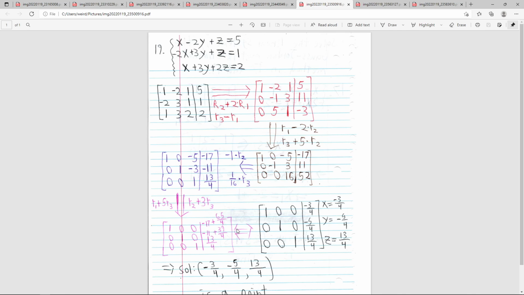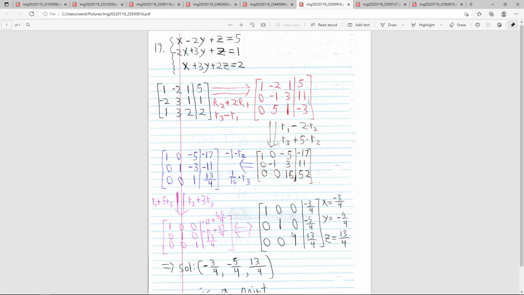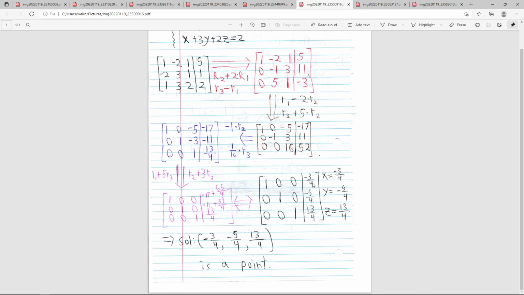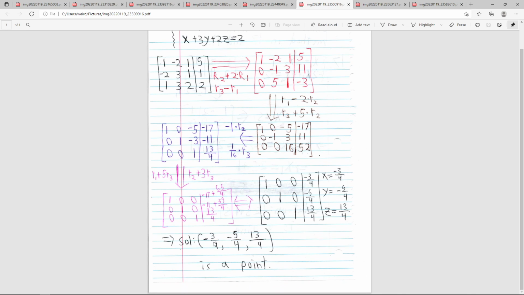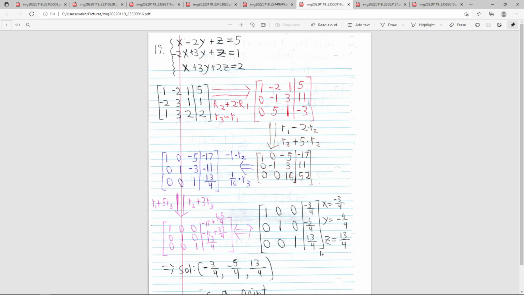I'd say keep them in fraction form. So just quickly, you think negative 17 times 4 divided by 4, basically, so it becomes that over 4, and you add the fractions and leave it as that. So you get negative 3 fourths, negative 5 fourths, and 13 fourths as your solutions. So x equals negative 3 fourths, y equals negative 5 fourths, and z equals 13 fourths. So that's the solution as shown. And it's an exact point. It's 1 point. That's it.